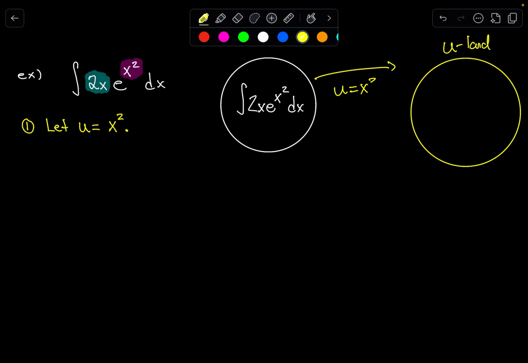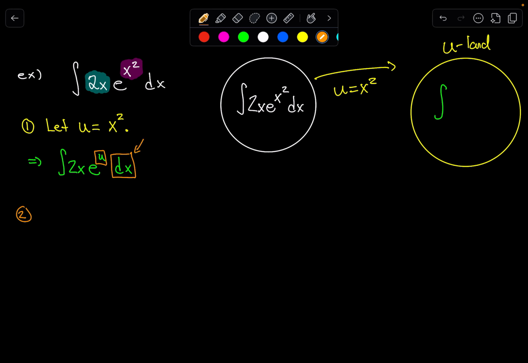u is equal to x squared. But we know that if I just do that, I'm going to have an integral of 2x e to the u dx. That doesn't get us all the way there. We're not all the way in u land yet, so I'm going to pop that out for a second. Now our step 2 was to recognize that in order to compute any integral that has a u in it, we need this to be a du. So I need a relationship between dx and du.